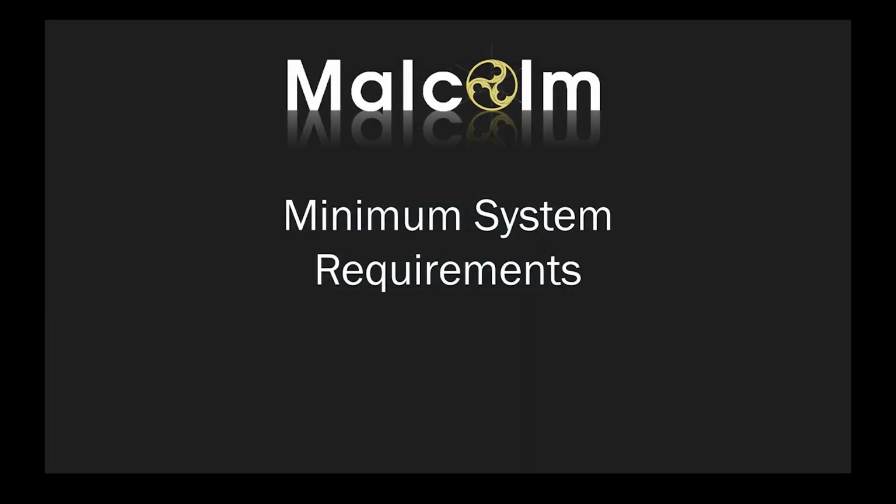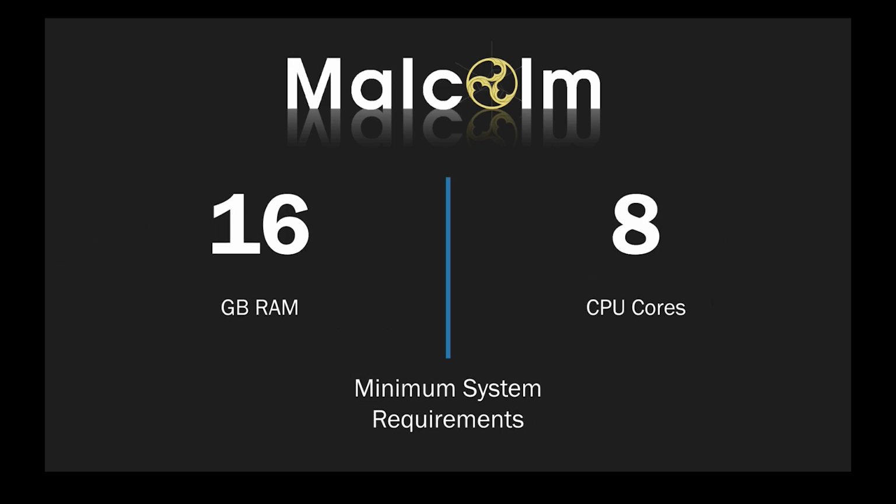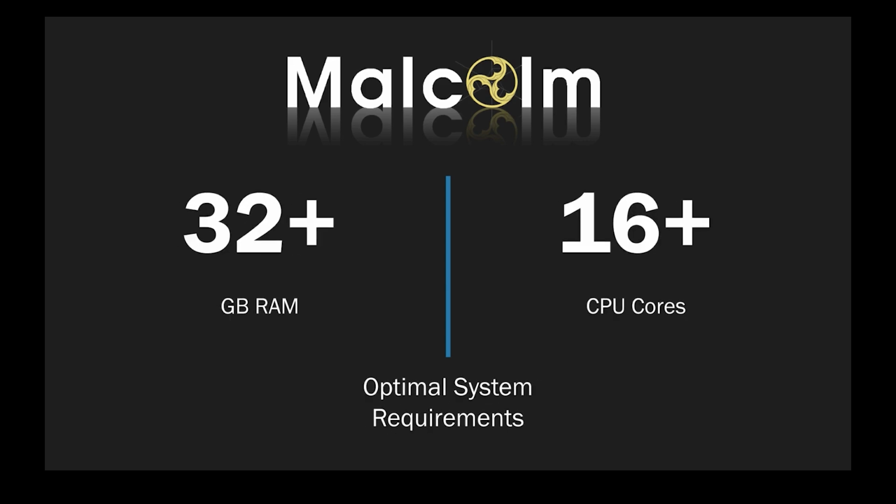Before we start, a quick note on minimum system requirements. If you try to install Malcolm without adequate resources, it will run poorly or crash the machine. Malcolm's minimum system requirements are 16 GB of RAM and 8 CPU cores. However, for an optimal experience, it is recommended to install Malcolm on a system with 32 GB or more of RAM and 16 or more CPU cores.